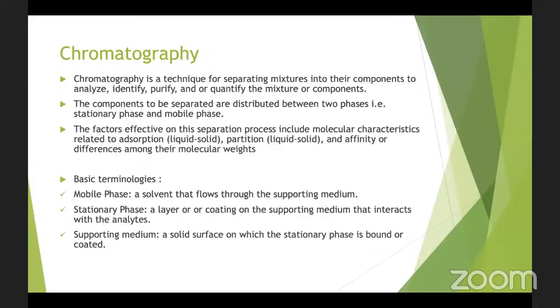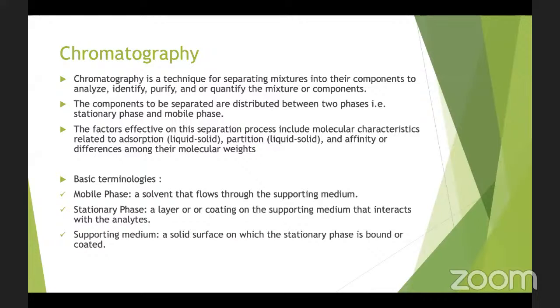Then comes the stationary phase. The stationary phase is a layer or a coating on the supporting medium that interacts with the analyte. So the mobile phase passes through this stationary phase, and the component molecule that you want to separate interacts with the stationary phase, and thus their separation is caused. Supporting medium is basically a solid surface on which the stationary phase is bound or coated or filled. It could be a tube, a plate, a surface, and so on.